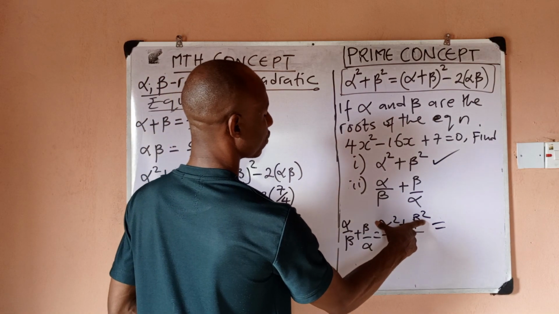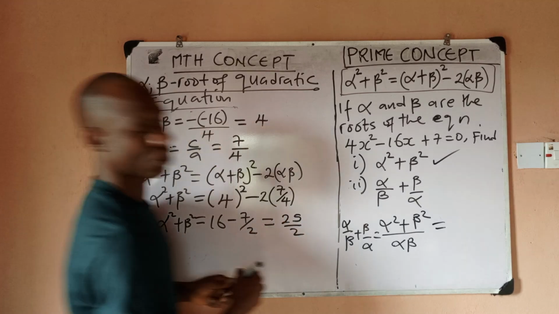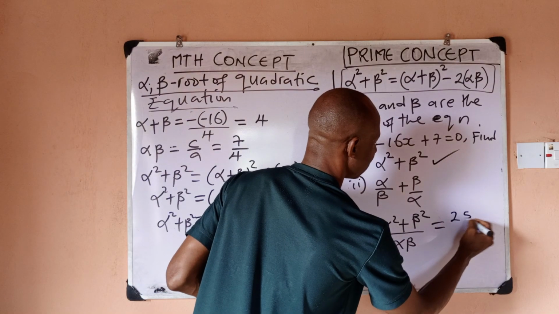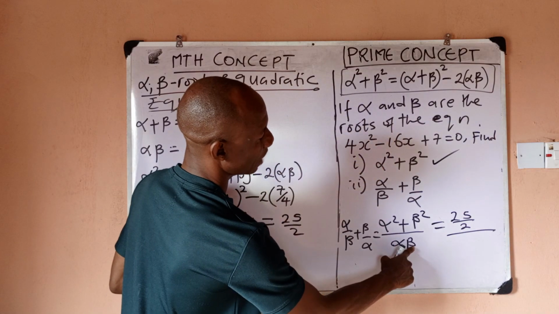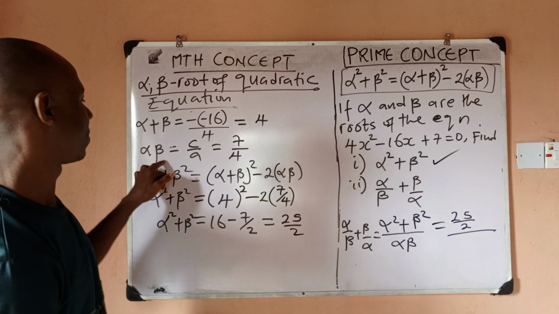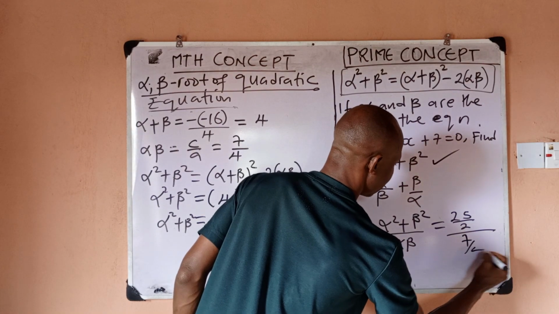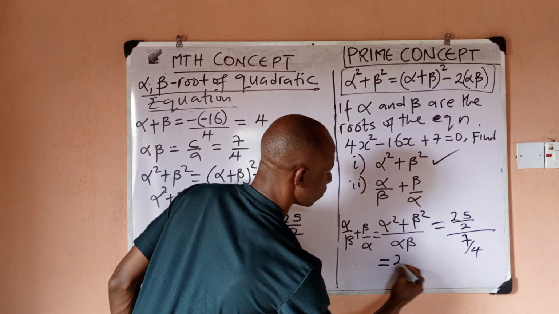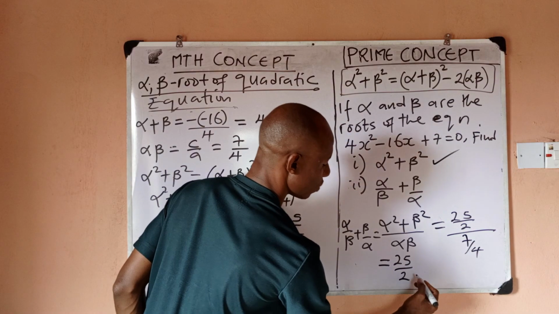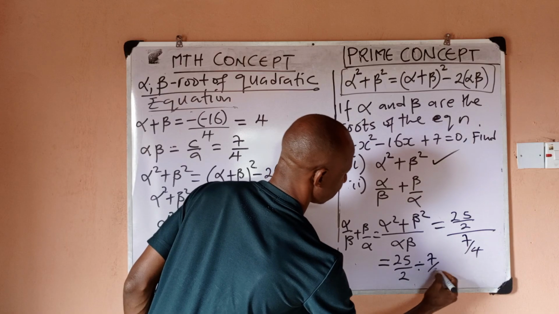Now, looking at this, you notice that we've already been able to get alpha squared plus beta squared. And alpha squared plus beta squared, we got it to be 25 over 2. So I'll quickly do that. 25 divided by 2 all over alpha beta. What is my alpha beta? We got alpha beta already at 7 over 4. So I would say 7 divided by 4. And what do I have? I have 25 divided by 2. Then divided by 7 over 4.